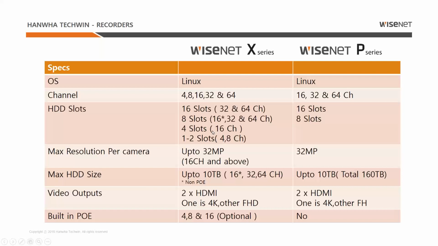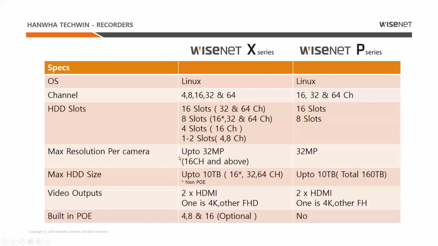Now there are two slot options. You can have 64 channel with 8 hard disks. You can have 64 channel with 16 hard disks. You can choose which model you want. If you're recording 30 days, 8 slot is enough. If you're recording 90 days, 16 slot is required.